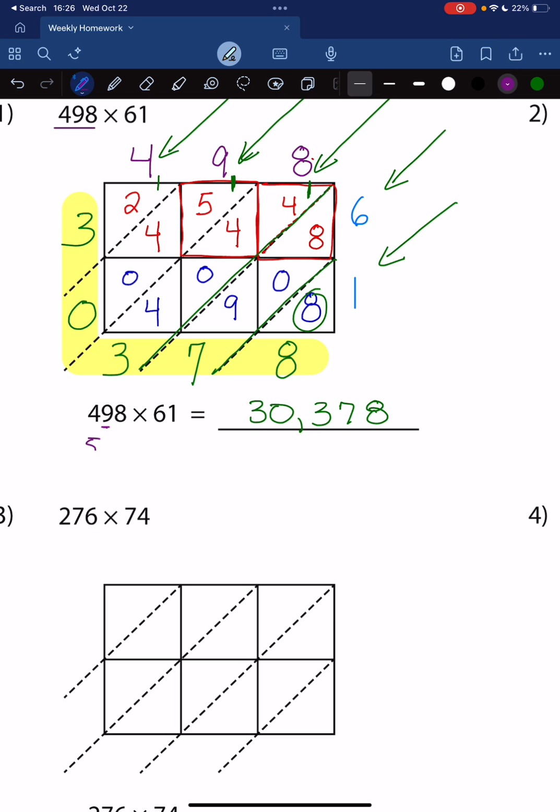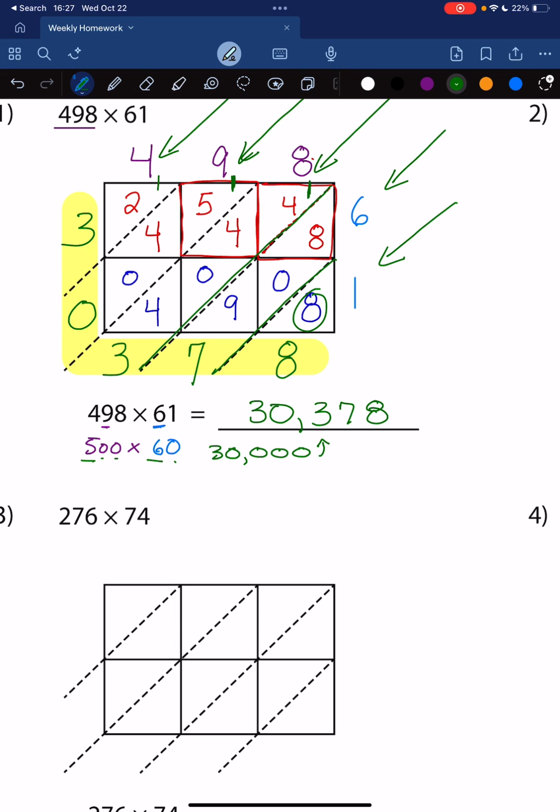And just for kicks and giggles, if we were going to guesstimate this, we would be rounding our 498 to 500 times our good old 60 here, looking at our 1, making sure that it is below 5 or above. In this case, it's below. And rounding that to 60, when I do my multiplication here, I see that I got 5 times 6. I write down my 30. And then I count my zeros. 1, 2, 3. So our number should be around 30,000. And that is what we got.